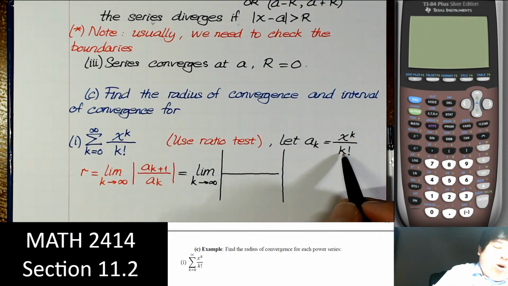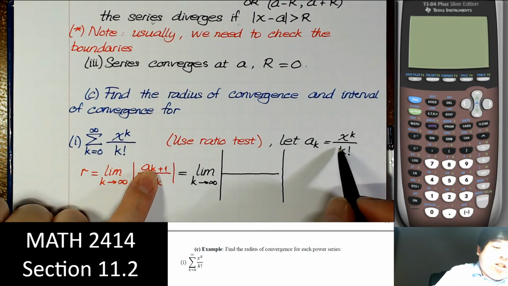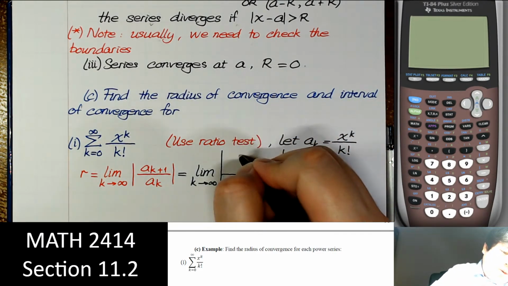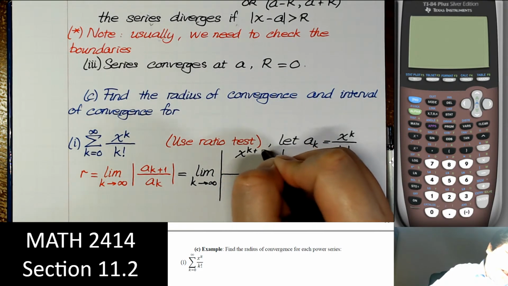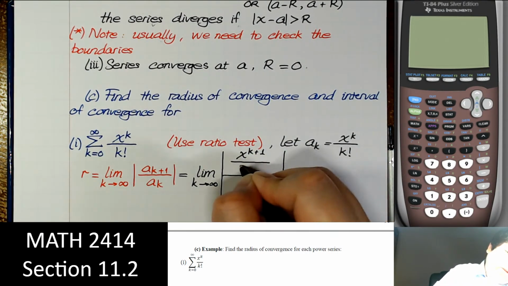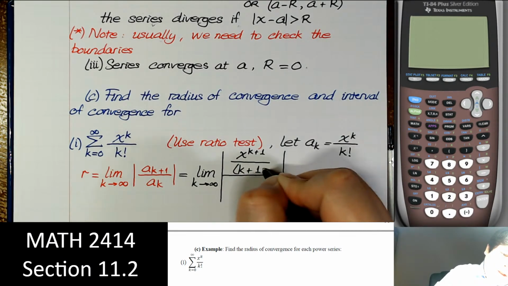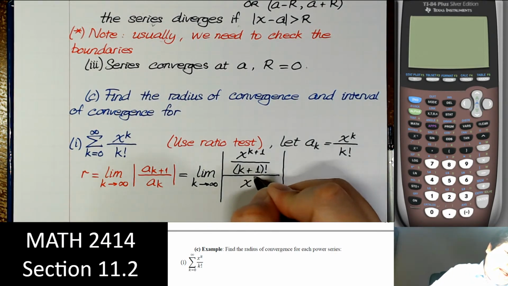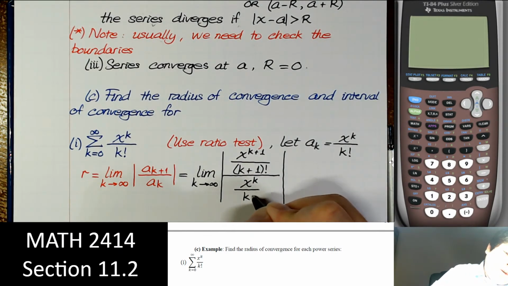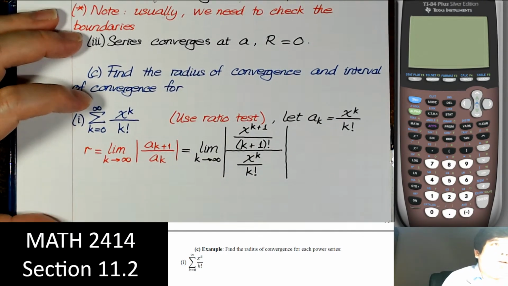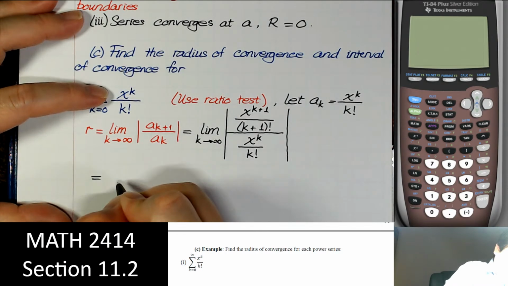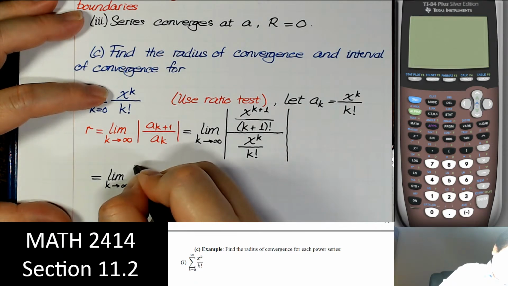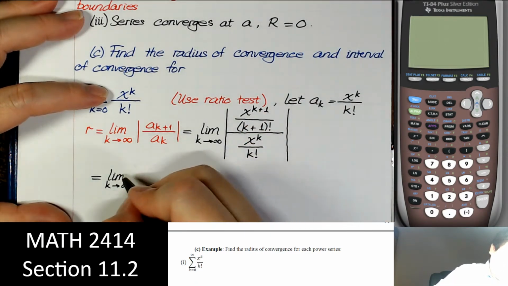x to the k over k factorial. Now if we have k plus 1 instead, we're going to have k plus 1 here, k plus 1 here, and k plus 1 here. So we have x to the k plus 1 over k plus 1 factorial. And at the bottom we just have x to the k and then k factorial. The ratio of that: dividing a fraction is multiplying by the reciprocal.